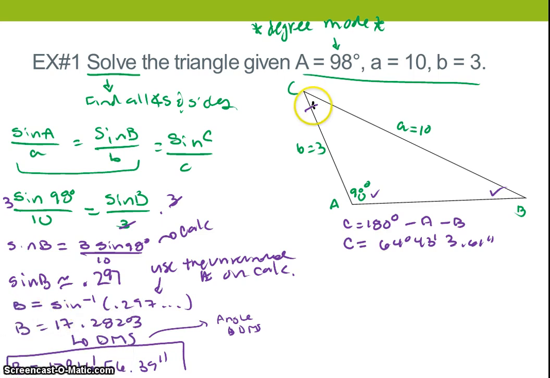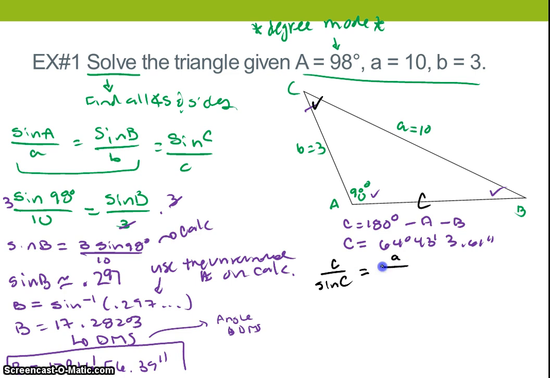Okay, so now we found all the angles. So now what's left is side C. So I'm going to find side C, and now I'm going to flip my proportions. C over sine of C is, now we can use either A or B at this time. Quite frankly, A is nicer to type in than B, so I'm going to choose to use A. So it's A over sine of A.